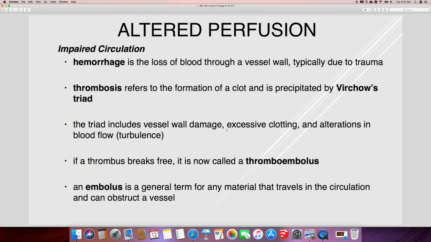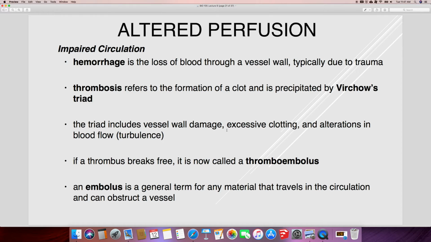And these are 3 things that really enhance the formation of clots, or really precipitate the formation of clots. And basically these are damage to the blood vessel wall, excessive clotting, so if you have hypercoagulability for some reason, and then finally alterations in blood flow. So if you have turbulent blood flow, which you would see in the case of aneurysms or atherosclerosis, that enhances the ability for clots to form.